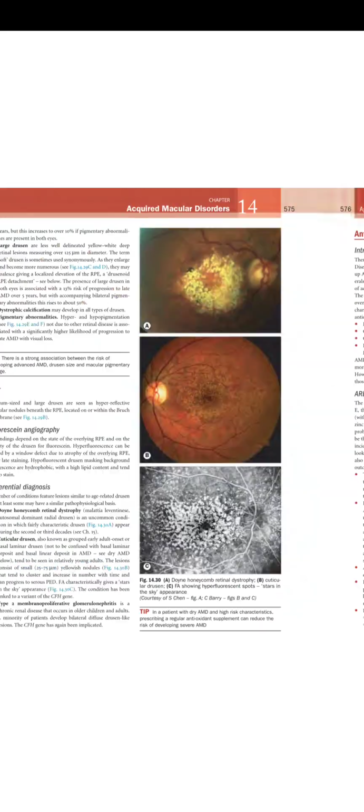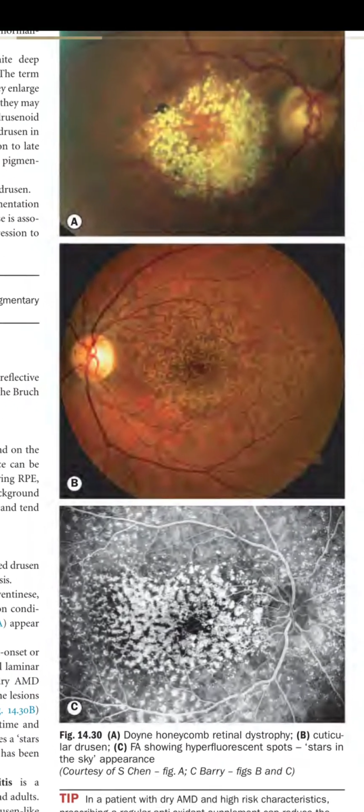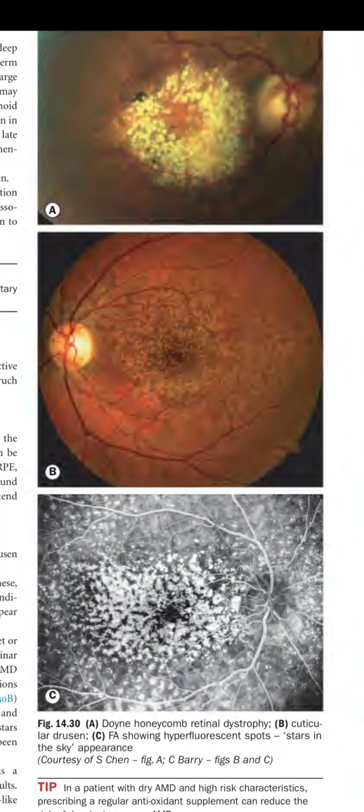So this is Doyne honeycomb retinal dystrophy, A. B is showing us a cuticular drusen. C is showing FA, showing hyperfluorescent spots, the star in the sky appearance.